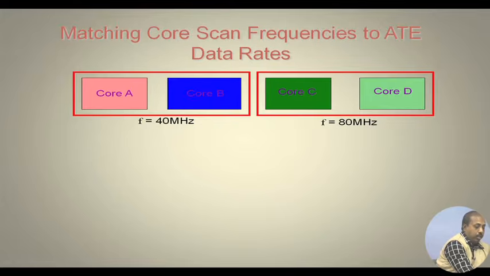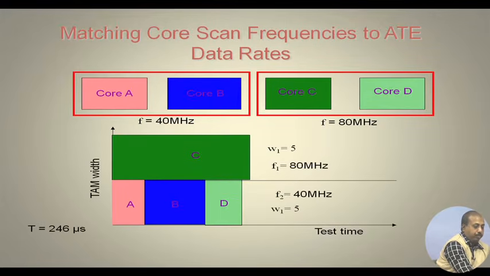Now, take another case where the distribution of TAM is done like this: W1 is 5 and W2 is also 5. W1 operates at the higher frequency of 80 megahertz and W2 operates at the lower frequency of 40 megahertz. On this 80 megahertz, only core C and D can operate, but we put only core C here, and cores A, B and D are all put on the 40 megahertz frequency with W2 equal to 5. Then the test time reduces to 246 microseconds.